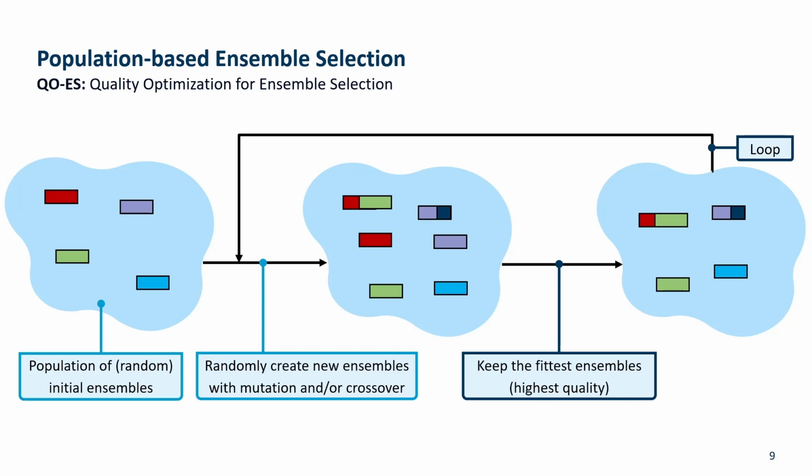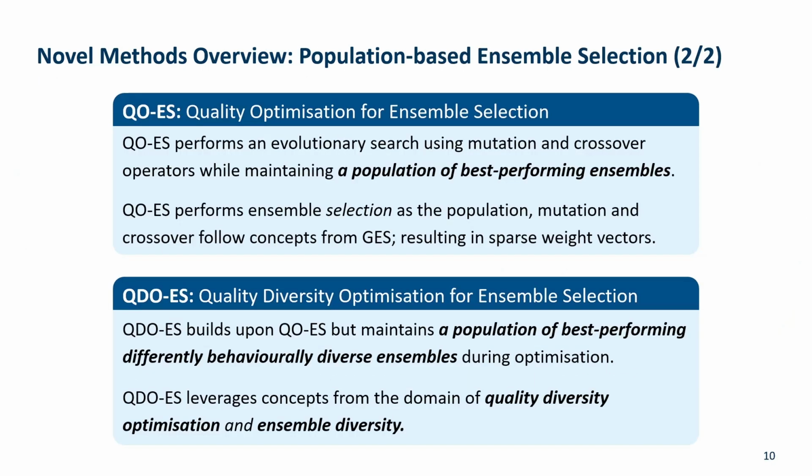Moreover, we built upon quality optimization for ensemble selection with our second method. We introduce quality diversity optimization for ensemble selection, which builds upon QO-ES but maintains a population of best performing, differently behaving, diverse ensembles during optimization. Specifically, it leverages the concept from the domain of quality diversity optimization and ensemble diversity.